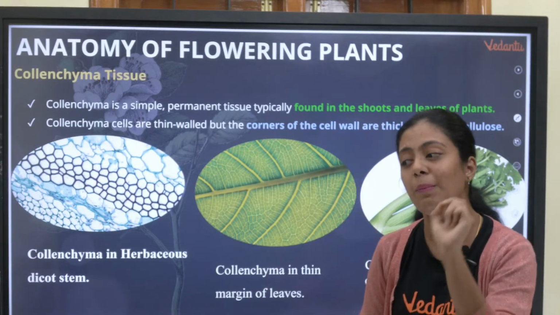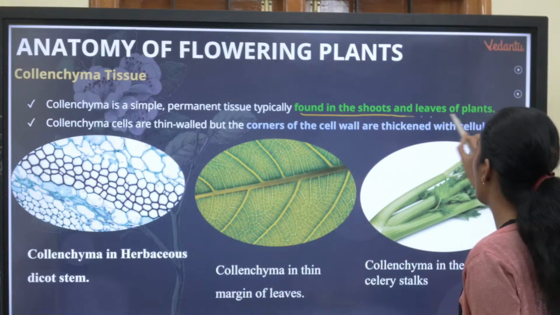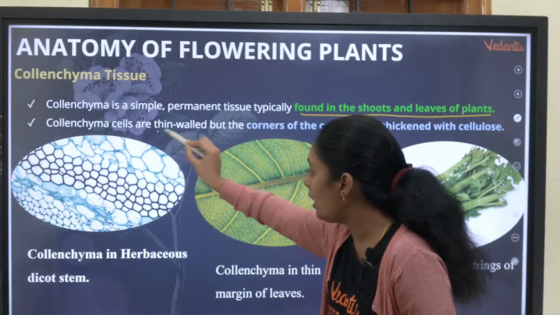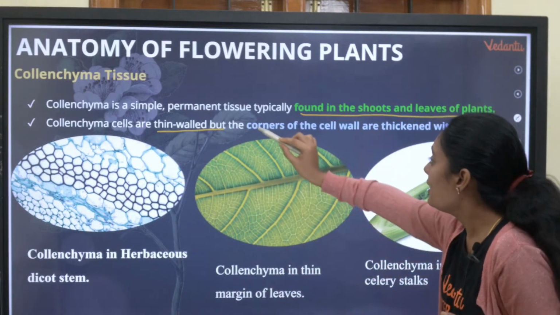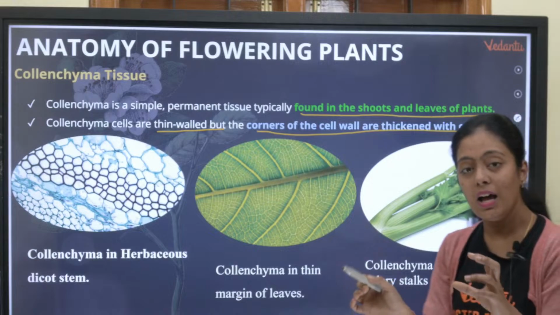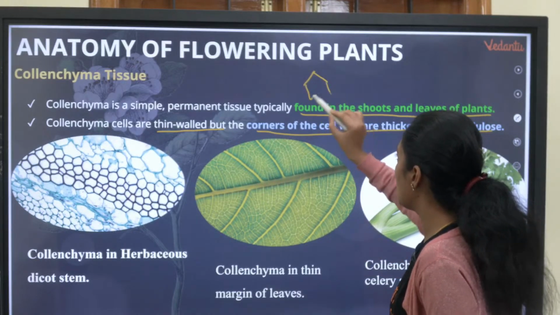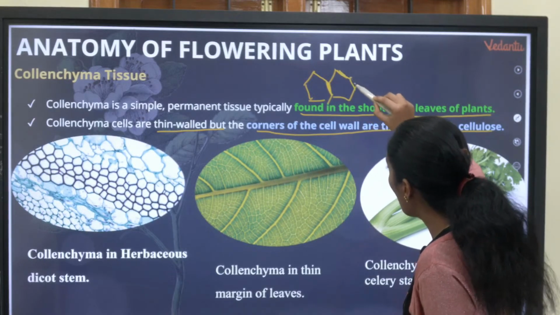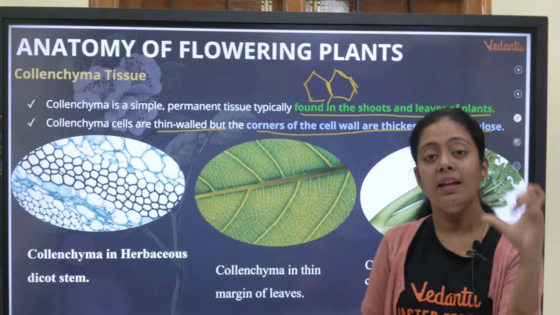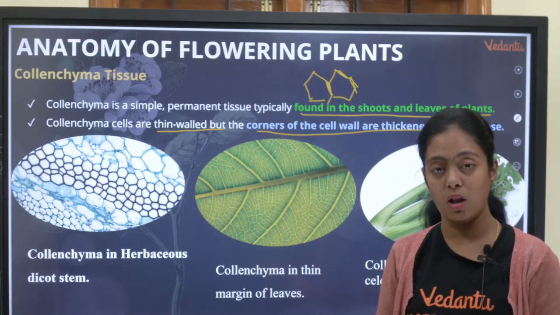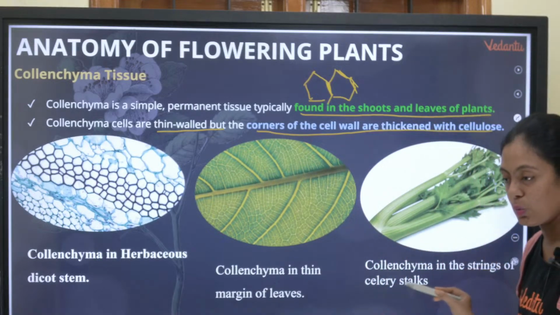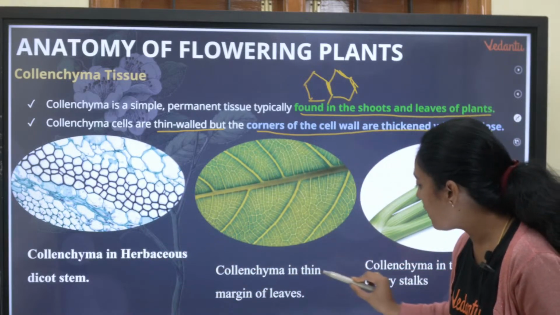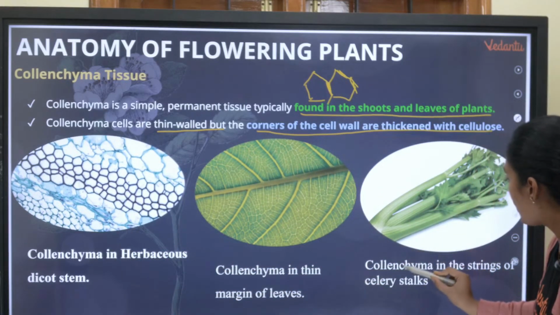Collenchyma is a simple permanent tissue, where it is found in the shoots and leaves of the plant. Okay, so they are thin walled, but they have thickened corners of the cell wall. When two cells are like this, the corners of the cell wall, this end, will all be thickened. They have thickenings in the cell wall, and that thickening is made up of cellulose.